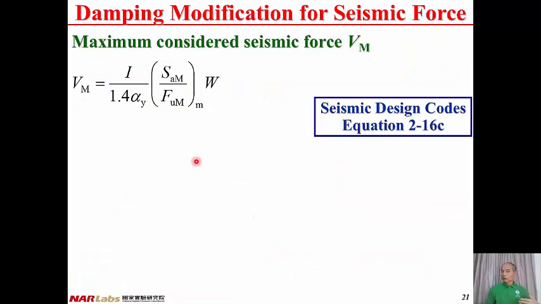Then from the information we had, we can calculate the maximum considered seismic force Vm. According to Seismic Design Code equation 2-16C, Vm equal to I divided by 1.4 alpha y times SAM divided by FUM modification times W.